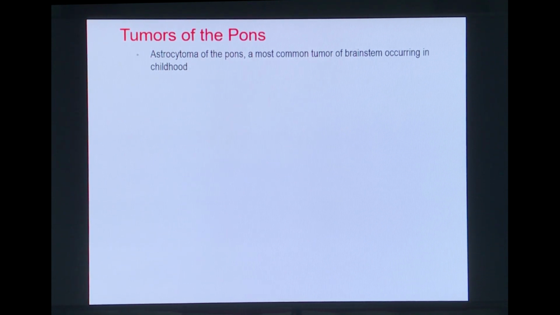Since the pons forms the floor of the fourth ventricle, there can be an increase in pressure due to the amount of cerebrospinal fluid there. If there is accumulation of CSF or any blockage, that can lead to a rise in intracranial pressure. Tumors of the pons are also common. The most common one is the astrocytoma, which mainly occurs in childhood.